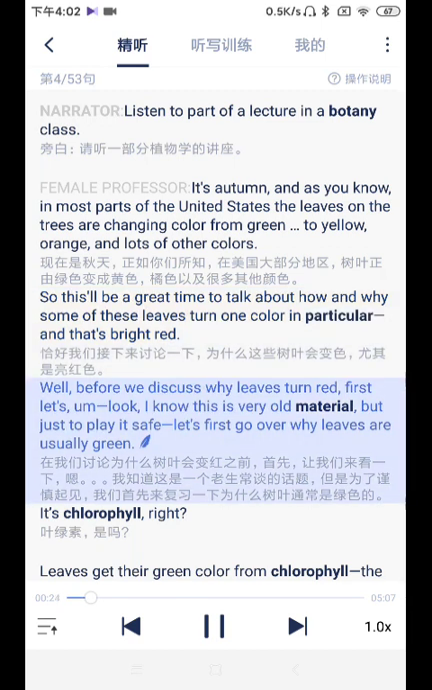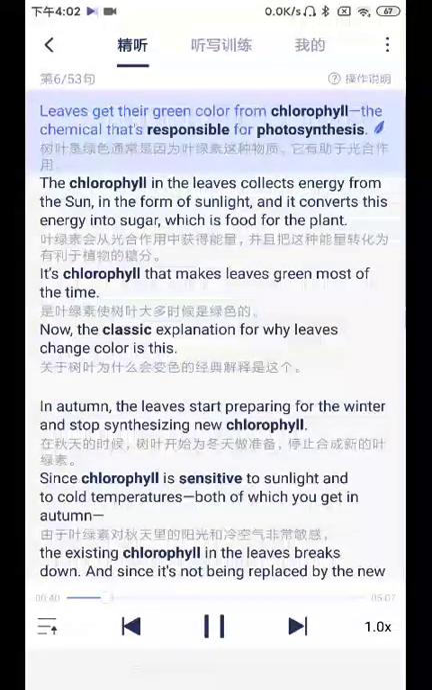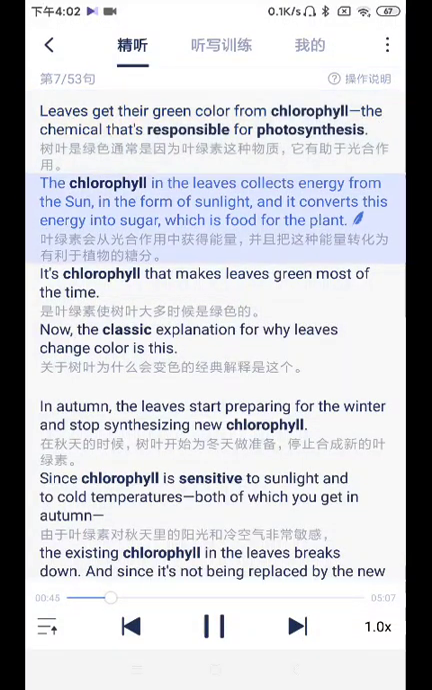Before we discuss why leaves turn red, I know this is very old material, but just to play it safe, let's first go over why leaves are usually green. It's chlorophyll, right? Leaves get their green color from chlorophyll, the chemical that's responsible for photosynthesis. The chlorophyll in the leaves collects energy from the sun in the form of sunlight, and it converts this energy into sugar, which is food for the plant. It's chlorophyll that makes leaves green most of the time.